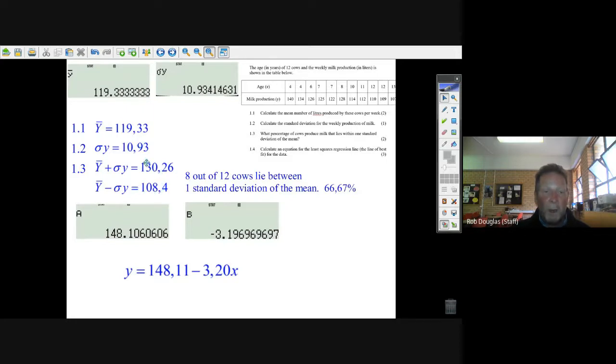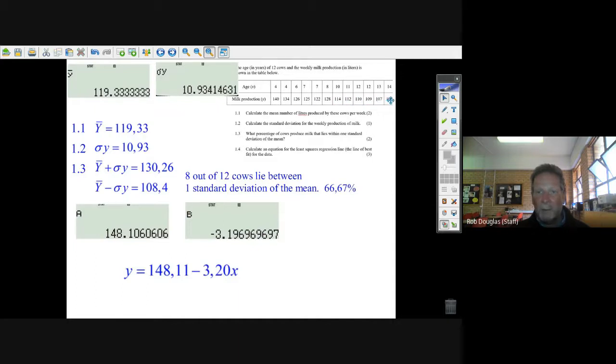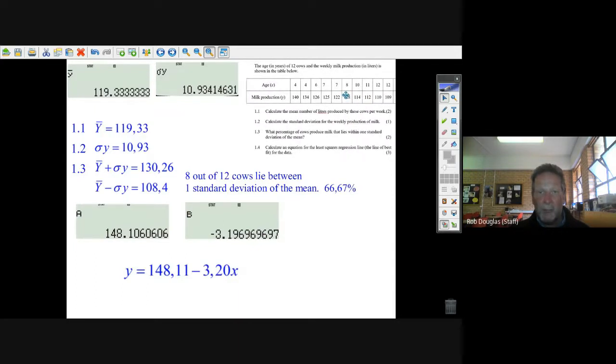They want to know how many cows fit between 108 and 130. Just go to your table. The first cow, 140 and 134, are not in there, but a whole bunch of other ones are. Then the last 2 on either end go out. 4 of the cows are outside. So that means 8 of the 12 cows lie within 1 standard deviation of the mean. That's 66.67 percent of them, 2/3.